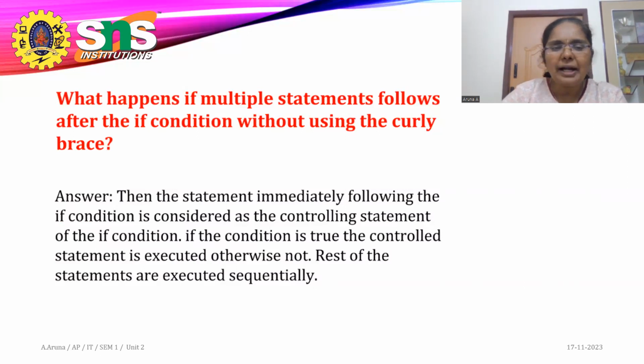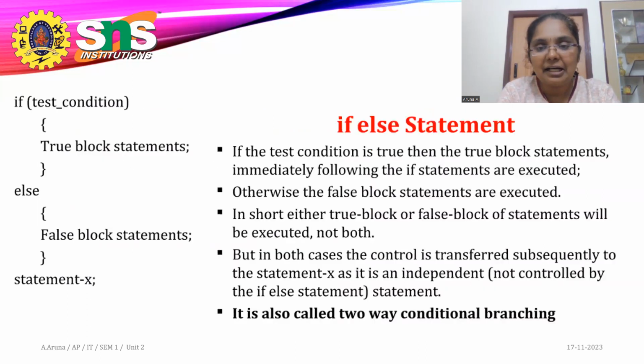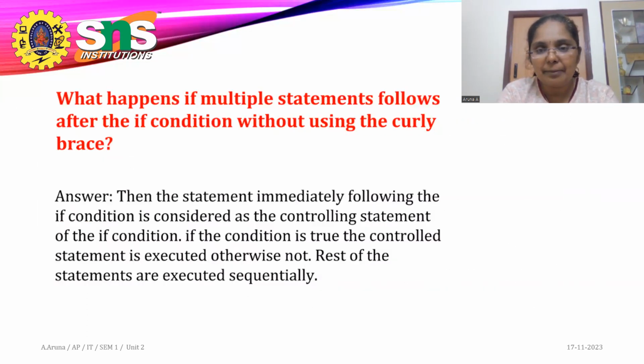The next thing is what happens if multiple statements follow the if condition without using curly braces. I'm not using the curly braces, so how do the multiple statements work under the if condition? In this particular case, the statement immediately following the if condition is considered the controlling statement of the if condition. If the condition is true, the controlled statement is executed, otherwise not. The rest of the statements are executed sequentially. This is what happens if multiple statements follow the if condition without using curly braces.